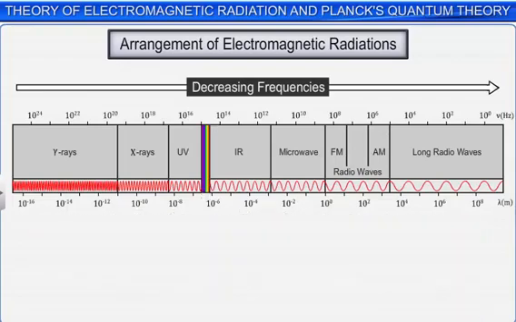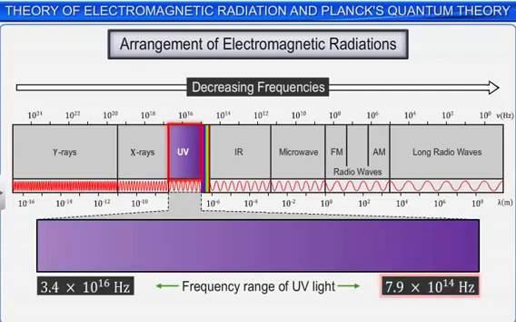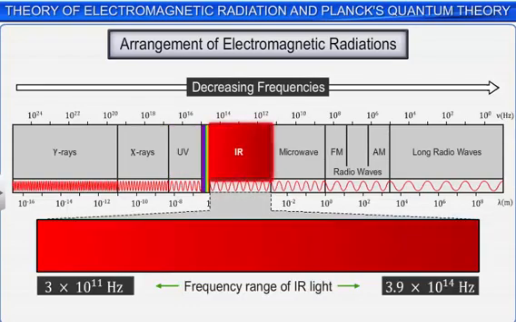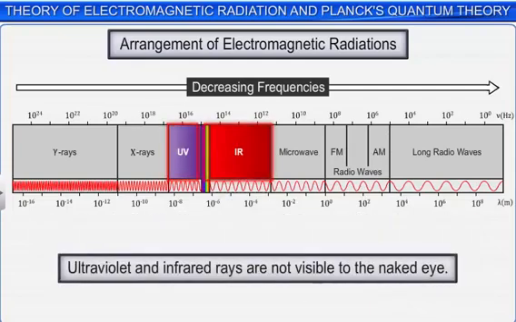The region above the violet color is called the ultraviolet region and has a frequency equal to 7.9 × 10^14 to 3.4 × 10^16 Hz. The region below the red color is called the infrared region, and the frequency of the waves of this region is 3 × 10^11 to 3.9 × 10^14. Ultraviolet and infrared rays are not visible to the naked eye.